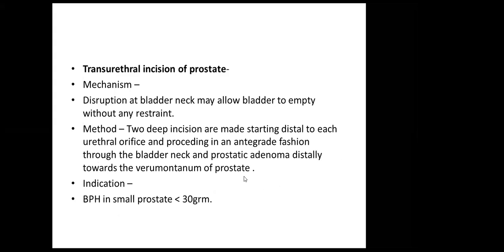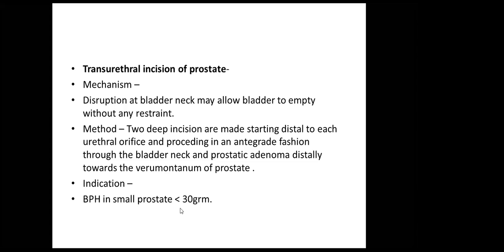Next, it is a transurethral incision of prostate. The mechanism is to disrupt the bladder neck, which allows the bladder to empty without any resistance. The method is two deep incisions are made, starting distal to each ureteral orifice and proceeding in an antegrade fashion through the bladder neck and prostatic adenoma distally towards the verumontanum of the prostate. It is usually not done in many patients, since the candidate is BPH with small prostate size less than 30 gram, then only we can do this technique.